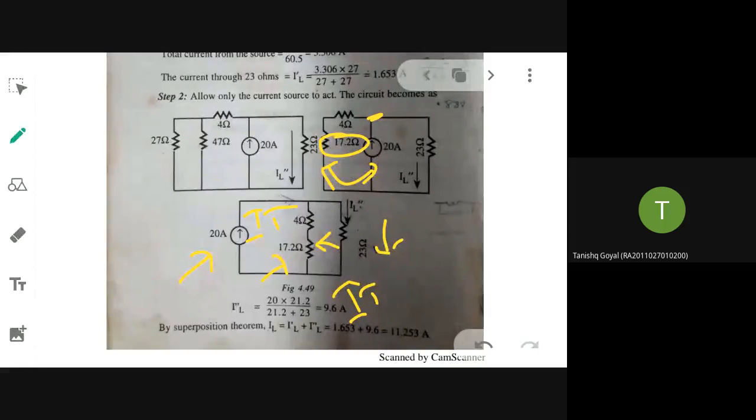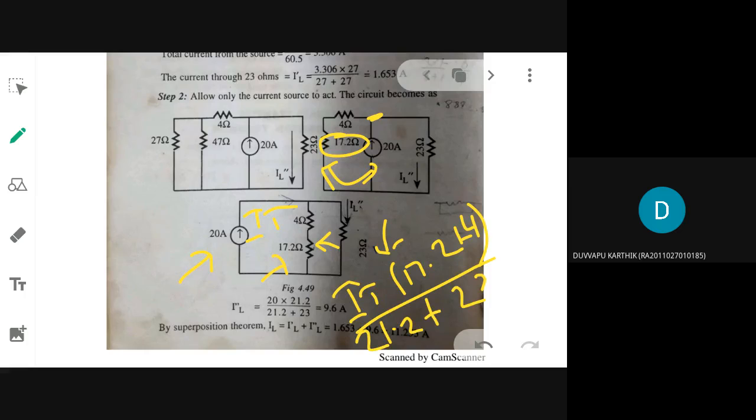21.14. 17.2 plus 4. Okay. 21.2 divided by the sum of the resistance, that is 21.2 plus 23. IT is this current. So what is the value of I through 23 ohm again? 9.58. What is the answer? 9.6 they have given. 0.58 ampere.